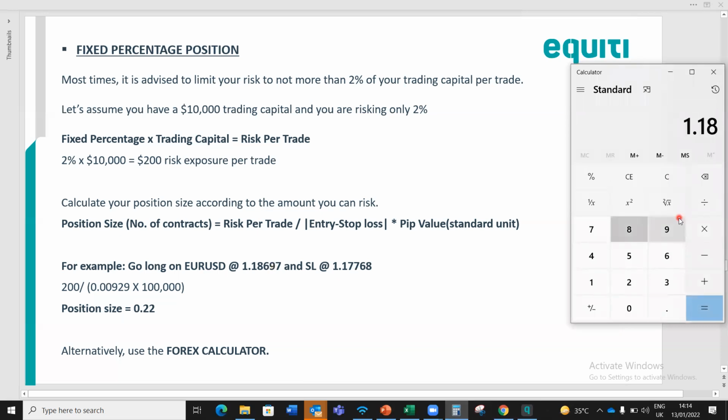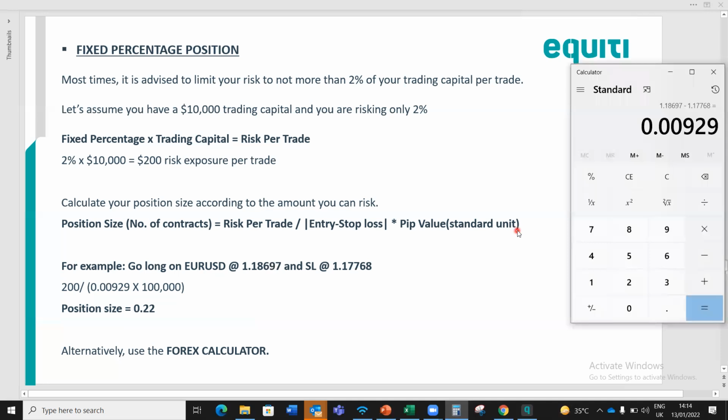That is 1.18697, minus 1.17768. That gives us 0.00929. So this minus this gives us this 0.00929, all multiplied by the pip value, standard unit.